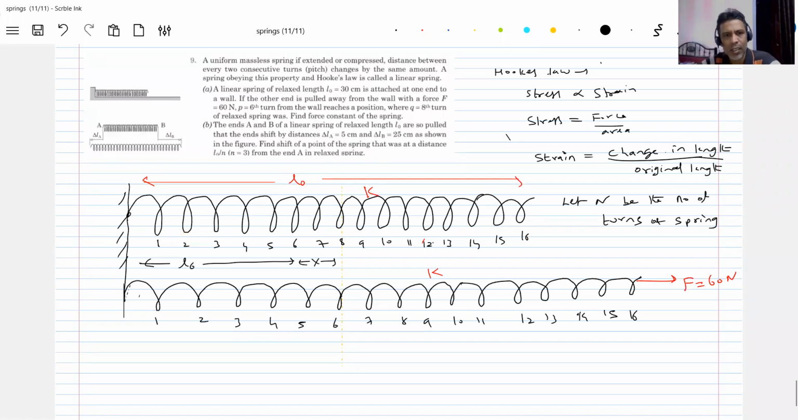So with that information, what can I write now? To make you understand, I draw the diagram like this. Otherwise, the gap should not be there between the turns. The turns will almost come in contact. So what is it for 6 coils? Length, I'll define a quantity called lambda. So what is lambda? Length per number of coils.